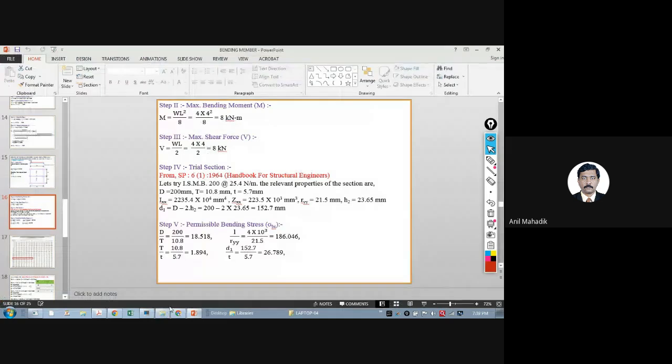So here D by T, thickness of flange. Then there is a T by t. So capital T is the thickness of flange, 10.8, and small t is the thickness of web. We get it from steel table. So we found these two ratios. Then there is a d1 upon t. So what is d1? Let me tell you.